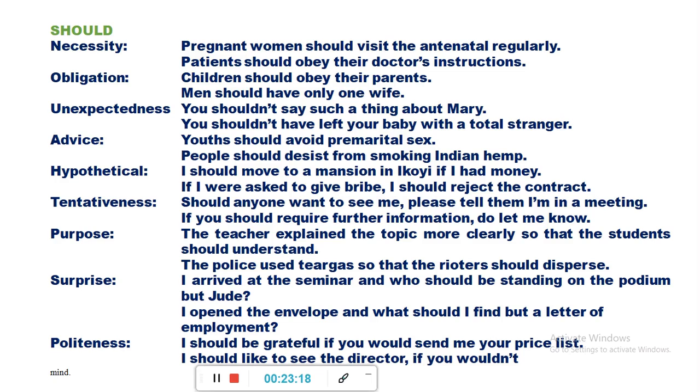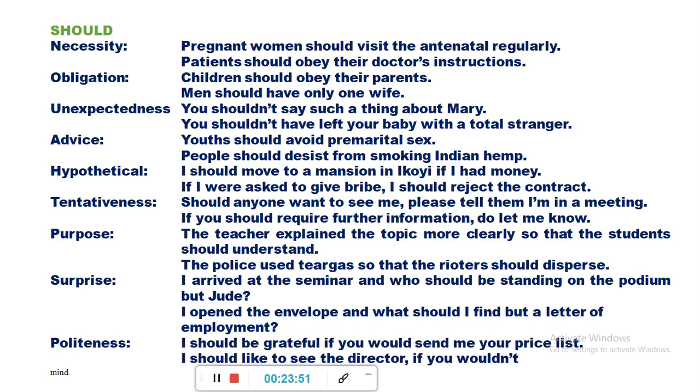Okay. Unexpectedness. You can use should to express unexpectedness. You shouldn't say such a thing about Mary. That means I didn't expect you to say such a thing about Mary. You shouldn't have left your baby with a total stranger. Then you can use should to give some pieces of advice or a piece of advice. Youth should avoid premarital sex. People should desist from smoking Indian hemp.